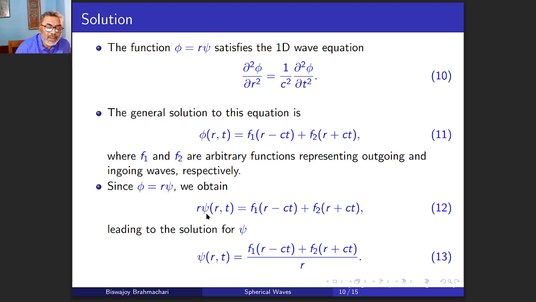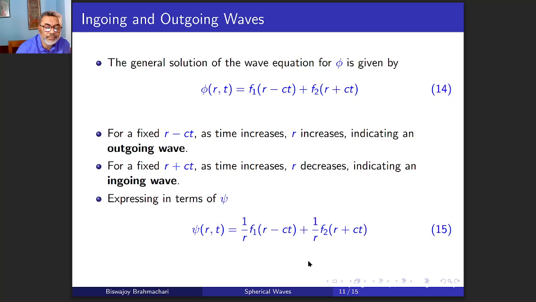But phi equals r into psi, so psi becomes f1 of r minus t plus f2 of r plus t, divided by r. This is the difference between plane waves and spherical waves, that we have got a suppression factor 1 by r. So psi of r, t equals 1 by r f1 of r minus t plus 1 by r f2 of r plus t.